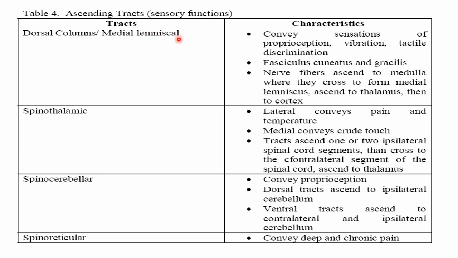Dorsal column, they form the medial lemniscus and they convey the sensations of proprioception, vibration, tactile discrimination. The first order neuron ascends up to the medulla. Then they relay here and cross. Spinothalamic tract conveys pain and temperature, crude touch also, and immediately they cross because they are formed by the second order neuron. They ascend in the spinal cord as second order neurons. Spinocerebellar, same way, conveys proprioception. The dorsal tract ascends to the ipsilateral cerebellum, while the ventral is contralateral. Contralateral means the fibers cross and they relay into the opposite side.